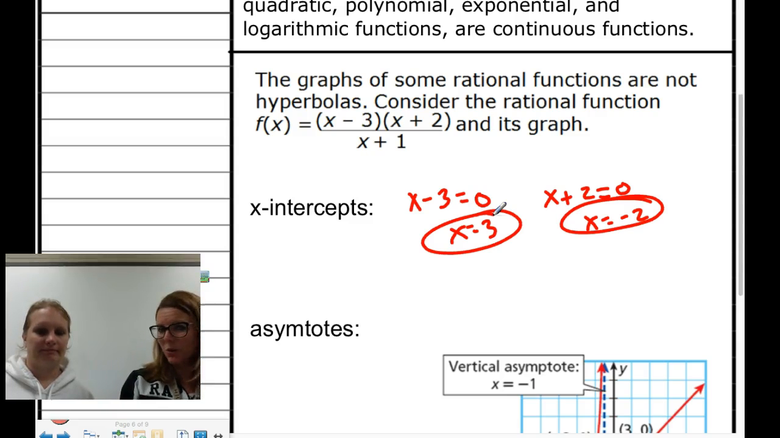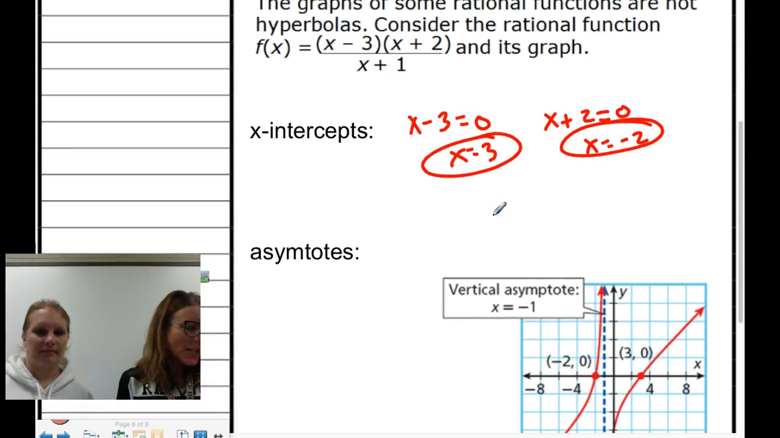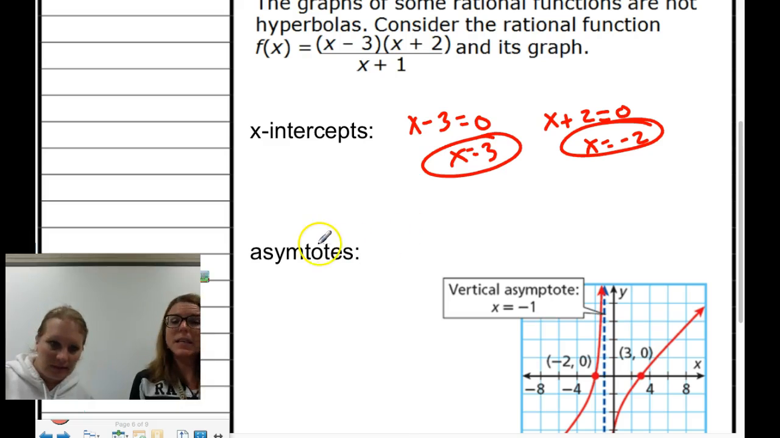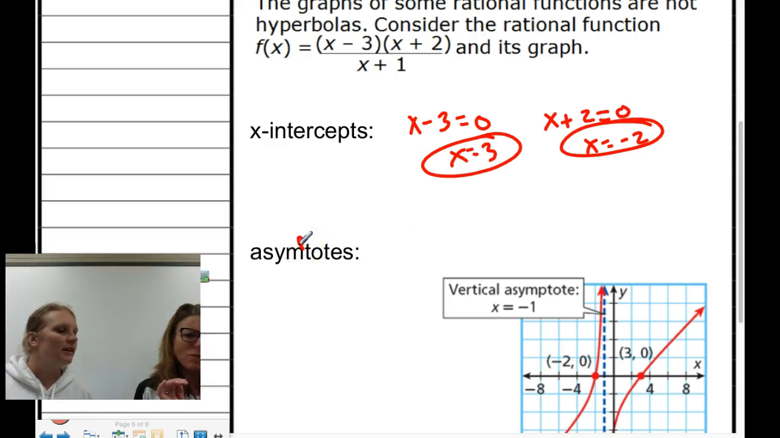So now the asymptotes. Let's go look at that. Now the asymptote is, remember, can you write a word for me? Can you write not defined?